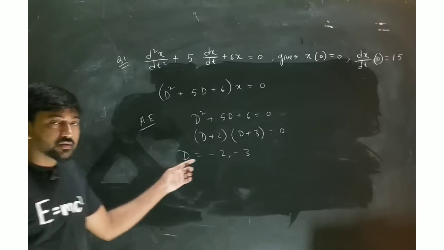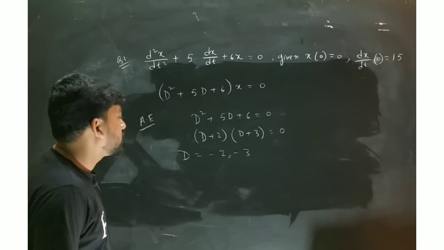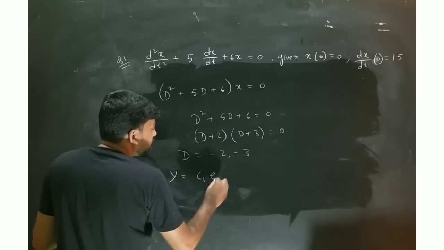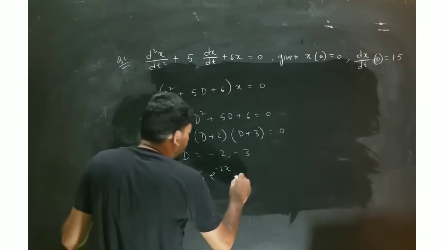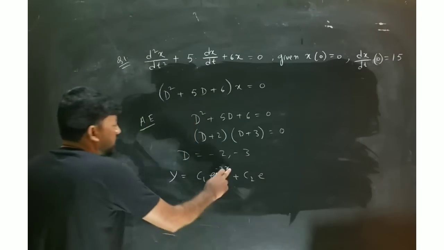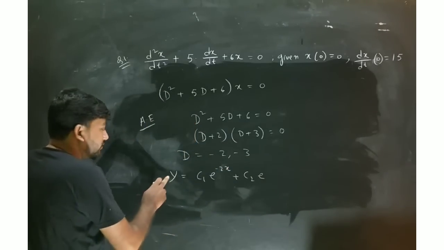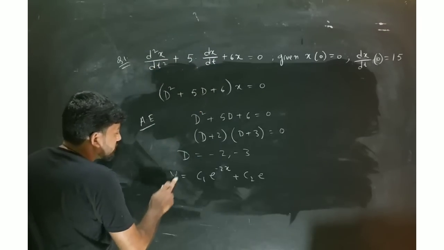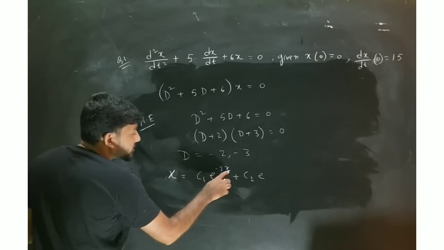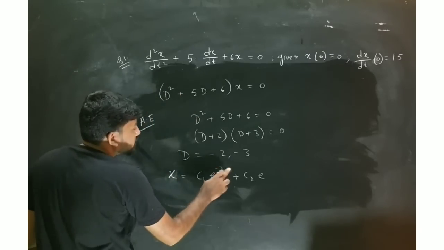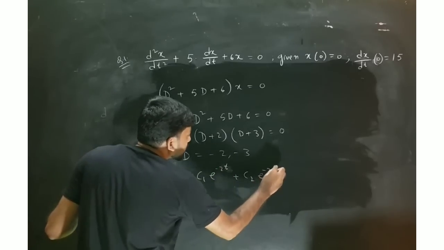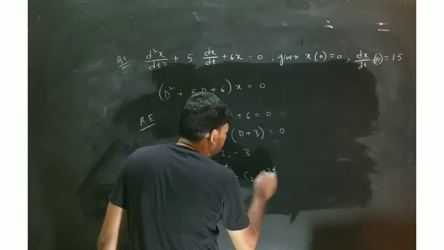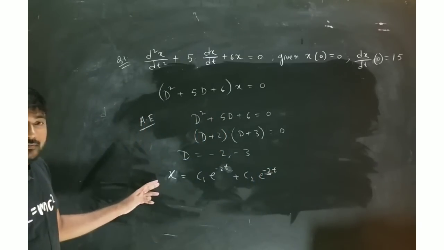So your roots are real and distinct, that is not equal. So what will be the solution? The solution will be x = c1 e^(-2t) + c2 e^(-3t). This is not x and y now; now this is x because we are solving for x, and here instead of x we will have t.